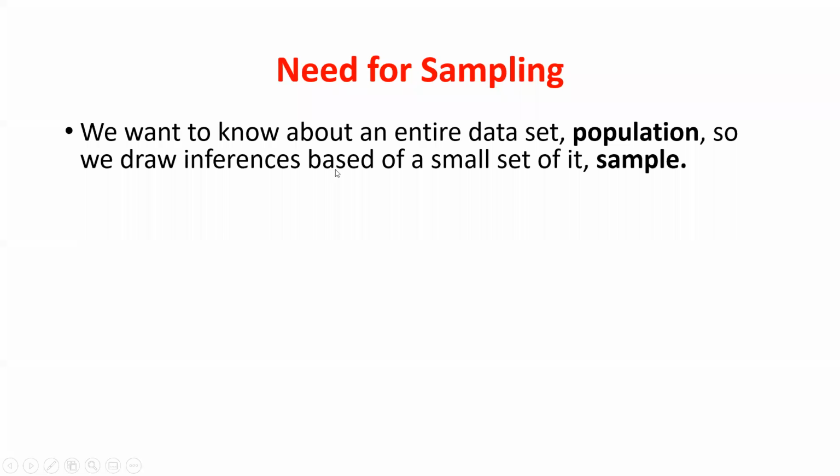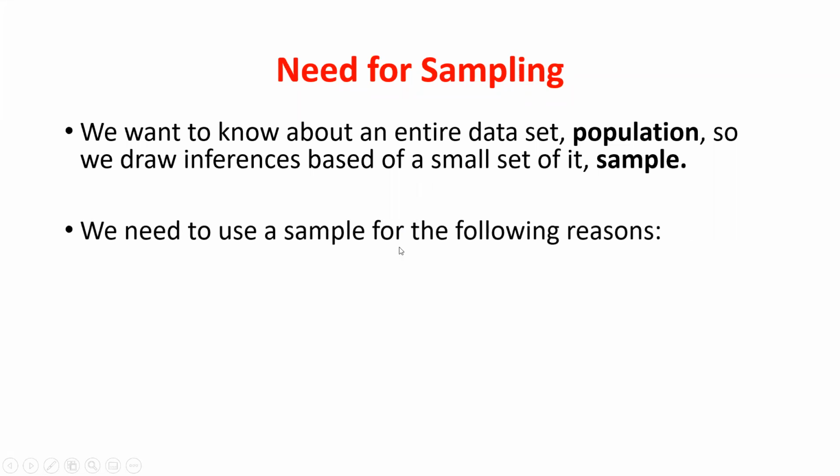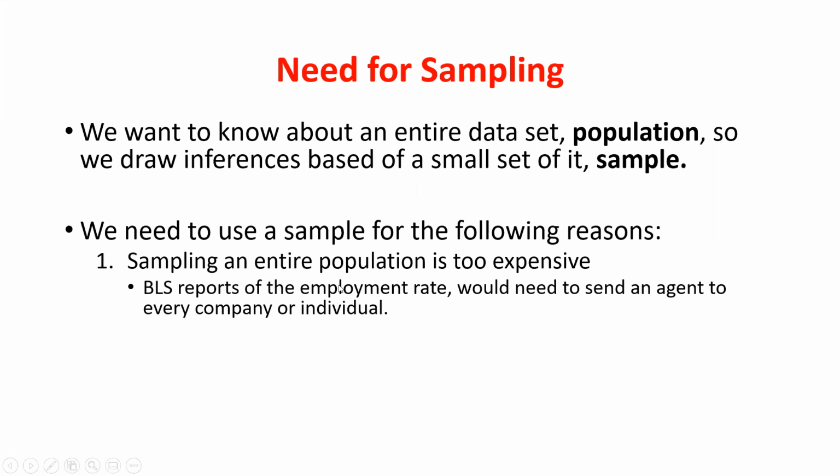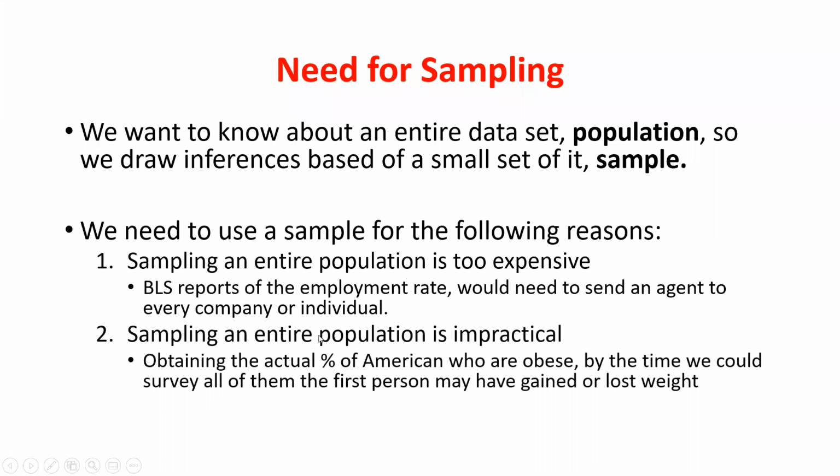I kind of already talked about this, but the need for sampling, right? It's just difficult to get population data. Think about if we wanted to do a census every single year, that's very expensive, right? If you think about sampling the entire population, sometimes it's not practical. It's expensive, but it's also not practical.